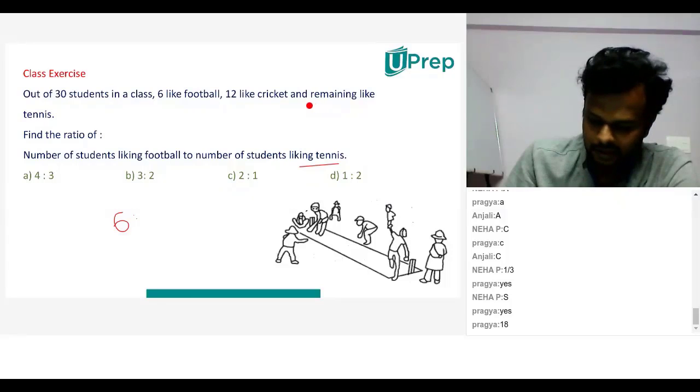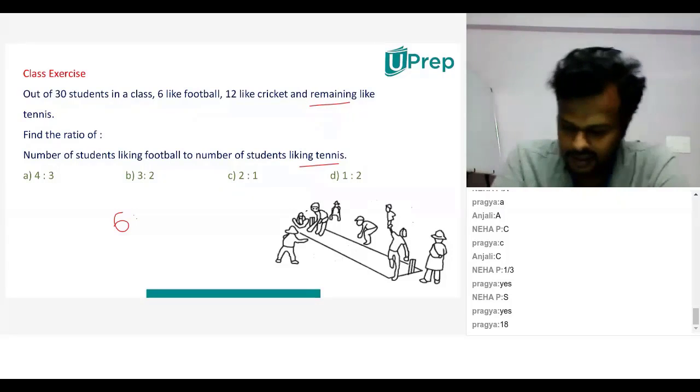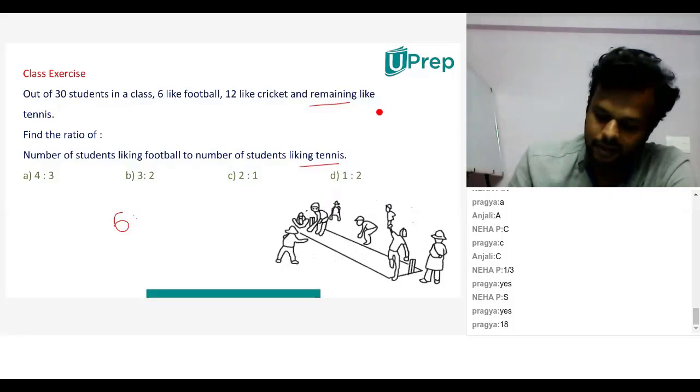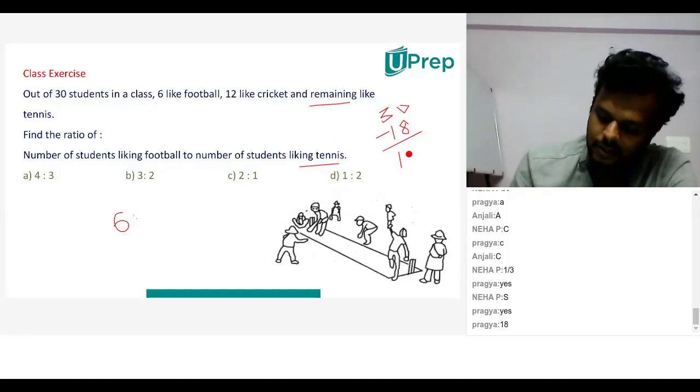Pragya, check yourself, please. He said the remaining. That means what? Out of 30, I have 6 liking football and 12 liking cricket. That means it's already 18 here, right? Sir, 12 is liking tennis. Very good. Yes.